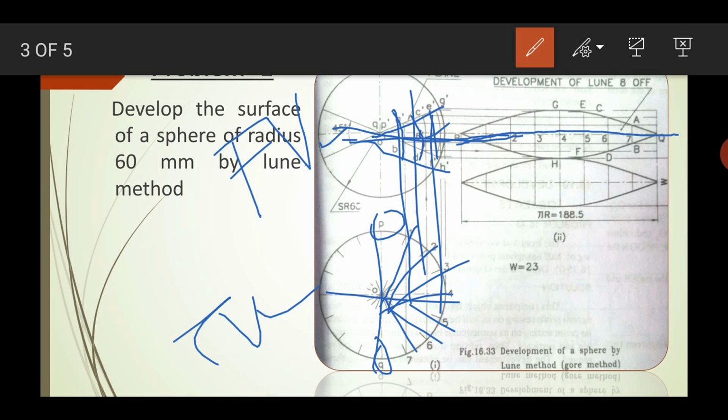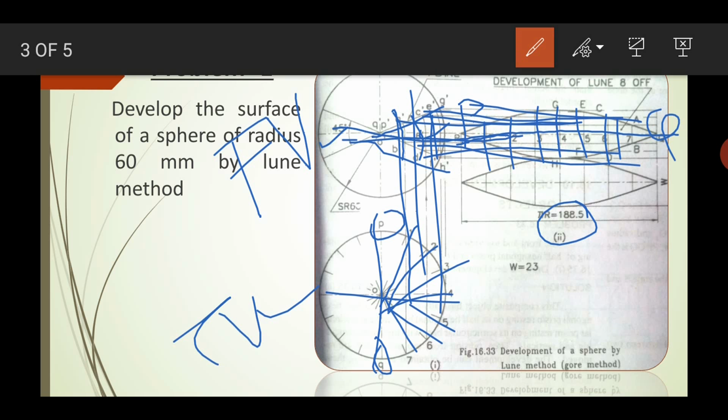You measure the total line, and the length of the line will be pi into r, and you mark it as P and final Q, and then you divide it into 8 parts. Okay, 8 parts, and then from the corresponding lines you mark the points. Horizontal lines you mark the points, and you draw a smooth curve, and you will get one lune. I just said it simply, you try it at home.